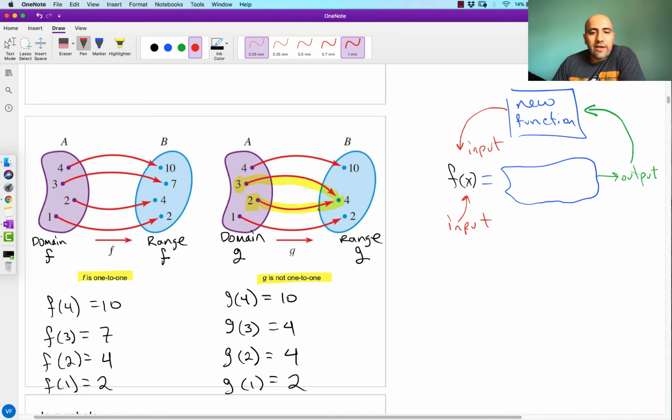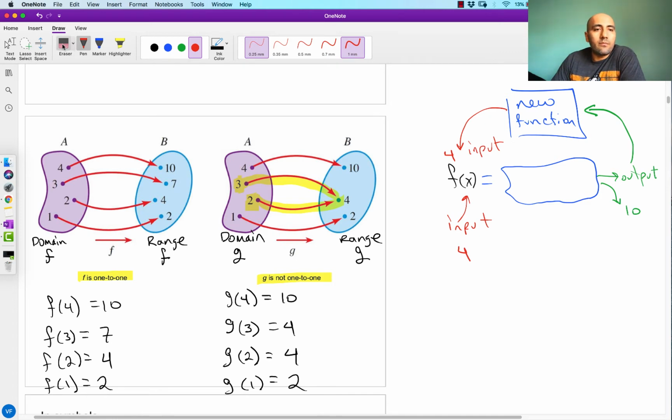But we have a situation where more than one number can lead to the same output, right? So maybe we plug in a 4, and out will pop a 10. And then we take that 10 and plug it into here, and hopefully, if things work out, it leads me back to 4, right? It's a nice, perfect little circle when it comes to the 4 and the 10.